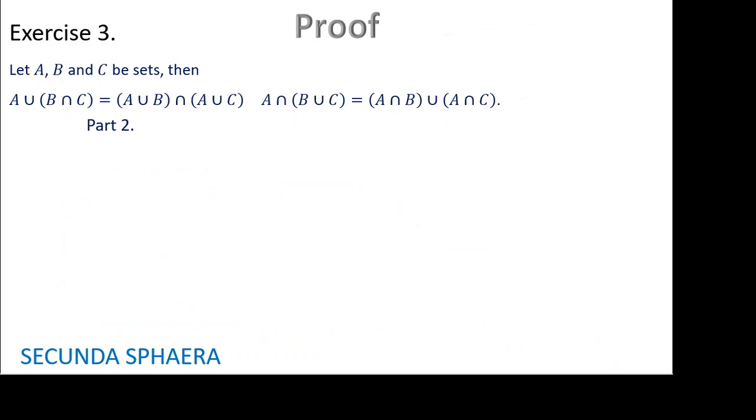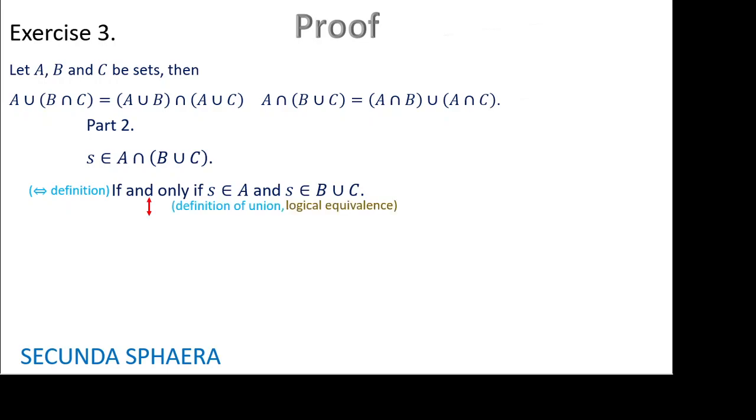So now part 2 is going to be very similar. We are just going to interchange what we did with intersection and union and with an OR. So S in A intersection B union C. We use the definition of intersection. So if and only if S is in A and S is in B union C. And now we want to replace S in B union C with S is in B or S is in C. And we just do that. Those are a couple of logical steps, but we gloss over that.